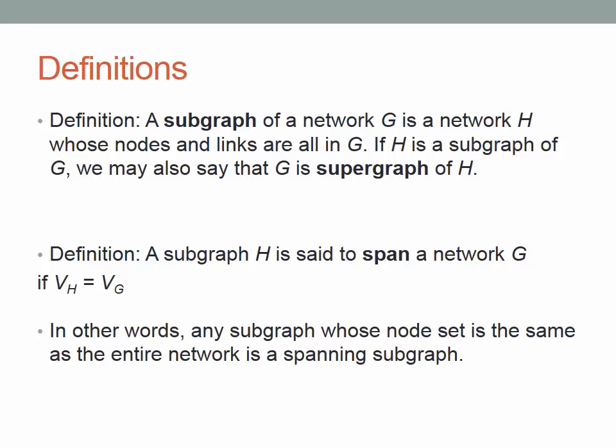Now, a special kind of subgraph is a spanning subgraph, and a subgraph is said to span a network if it has the same node set. So its link set may be a proper subset, but the node set is the same as the entire network.